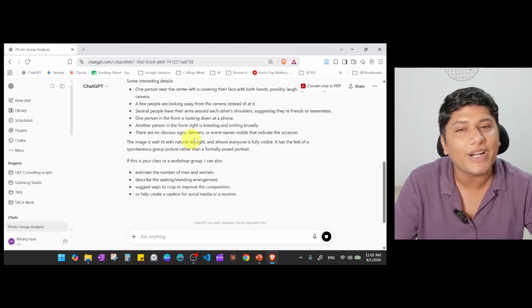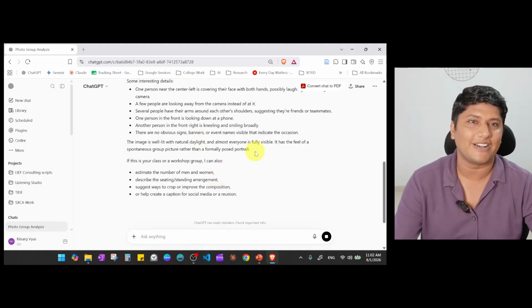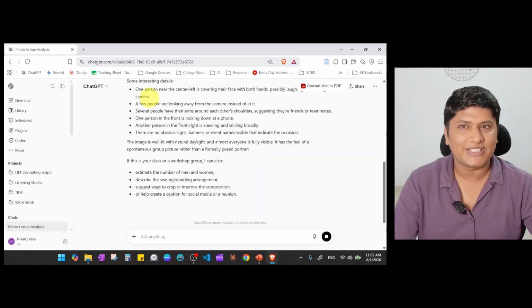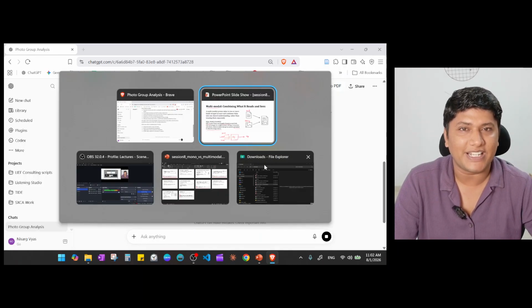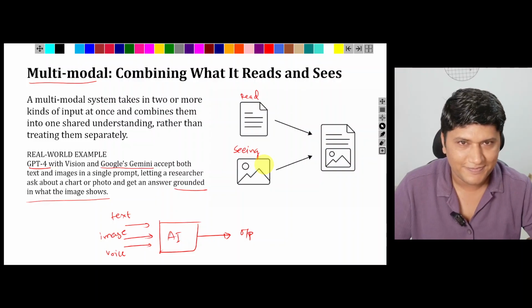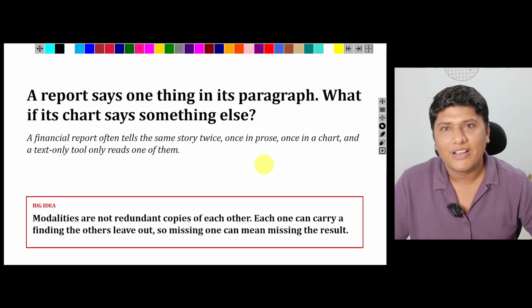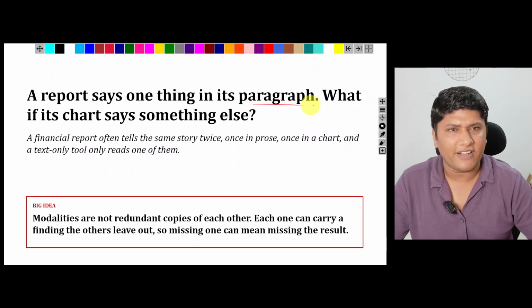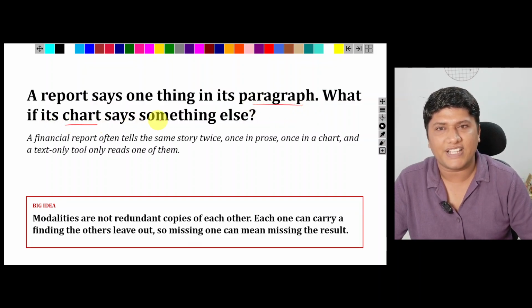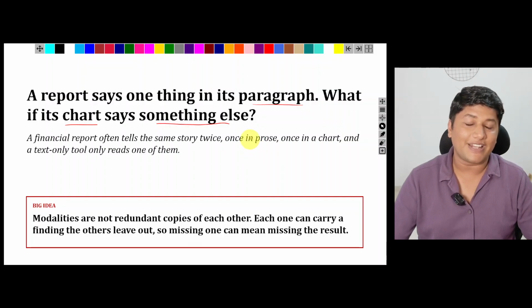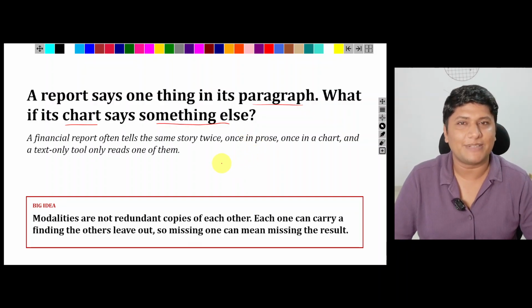So it is able to understand the image as well as text. Okay, this is the new thing about ChatGPT. That's why it is a multimodal AI. Next, a report says one thing in its paragraph. What if its chart says something else? Then we have to use a multimodal AI system to understand and do the research with this kind of reports.